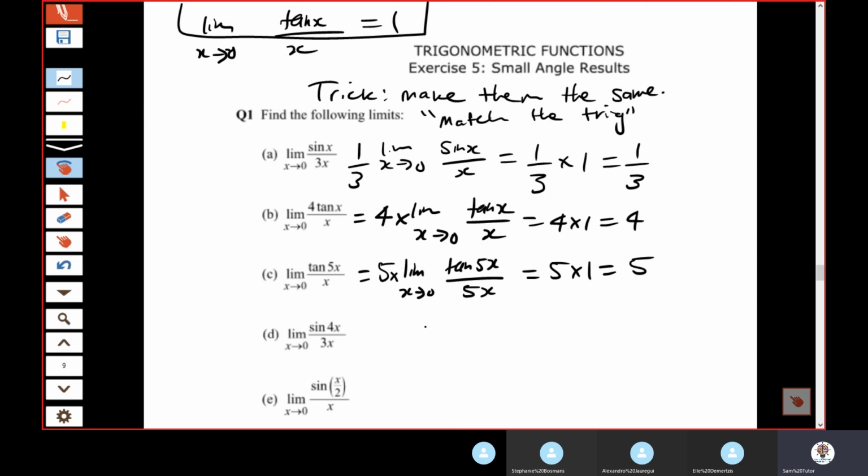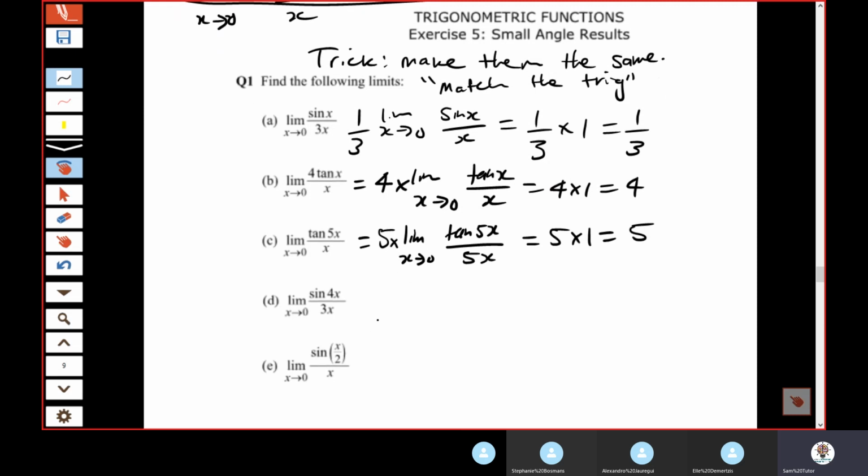Next one. Anyone see a pattern yet? Or not yet? If not, we'll keep going. Who wants to try this one? Come on. Azra, let's try it.